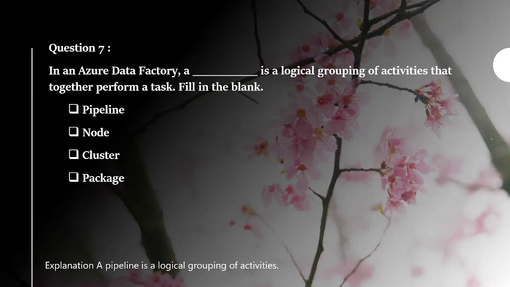Okay. The next question is, in the Azure Data Factory, blank is a logical grouping of activities that together perform a task. Okay. Fill in the blanks. So what is the answer of this one? What is a logical group of activity? So in Data Factory, all the activities or all the tasks we are performing, which is called a pipeline. Okay, so our answer is pipeline.